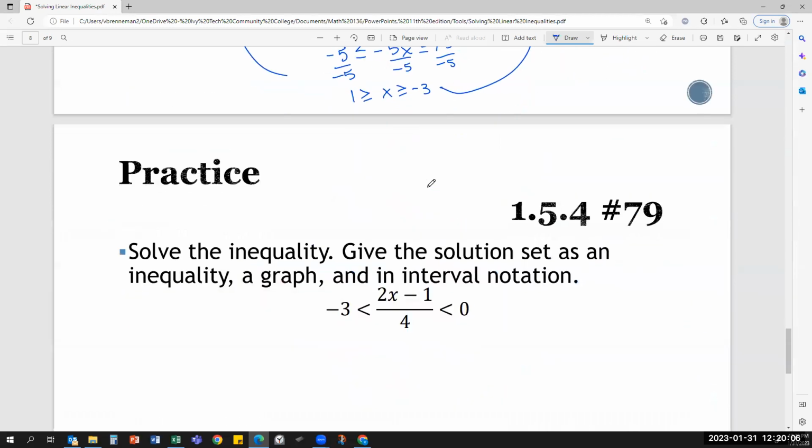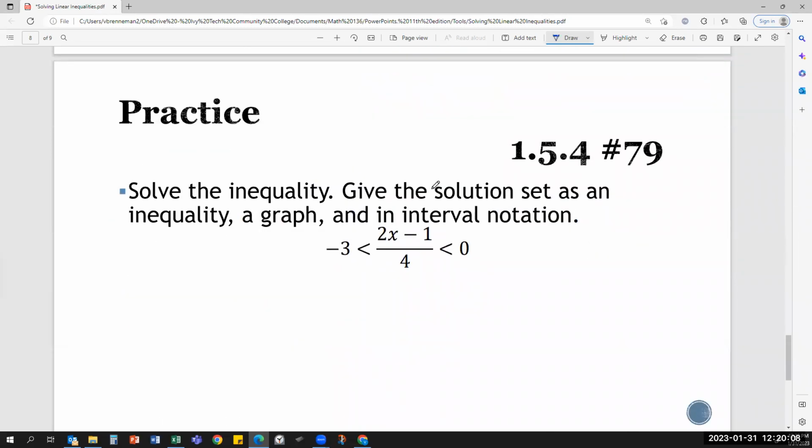All right, next example, we have -3 less than 2x minus 1 over 4 less than 0. So similar process here. I'm going to multiply everything by 4. I'm just going to write kind of a multiplication of the whole thing. That's going to distribute then to each part of the equation. So 4 times -3 is -12. On the middle part, the 4 just cancels out the denominator.